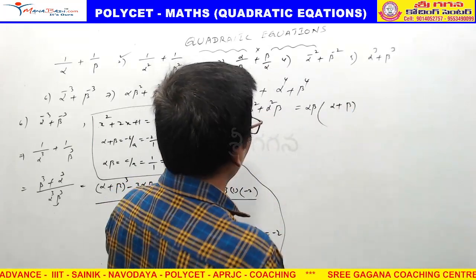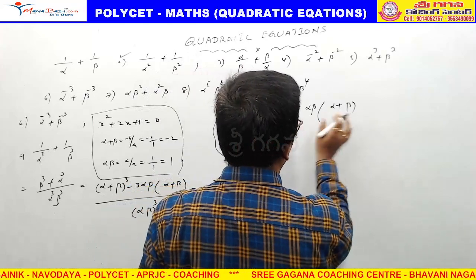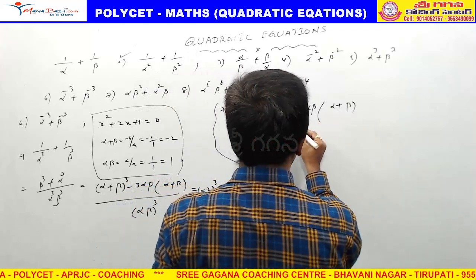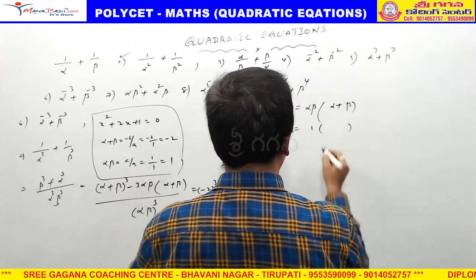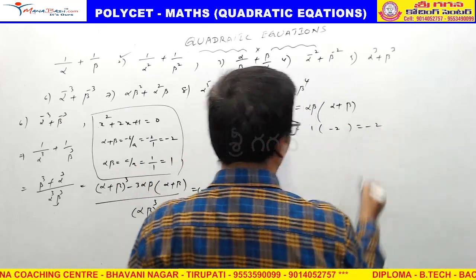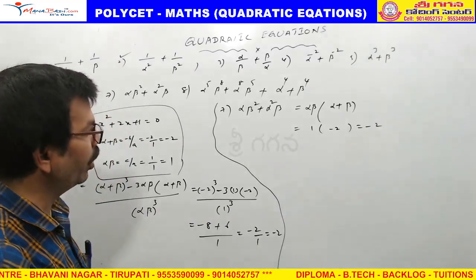Okay. So now this is the product of the two roots. This is the sum of the two roots. So what is the value? Alpha beta value is 1. Alpha plus beta value is minus 2. If you multiply, what value do you get? Minus 2, like that. So very easy only.